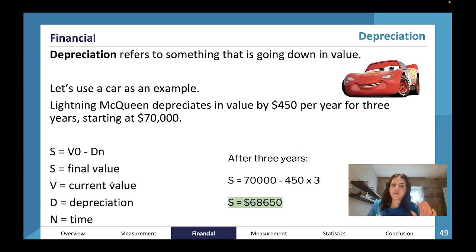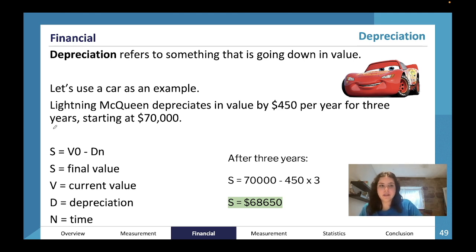Okay, so depreciation refers to something that is going down in value. I'm going to use Lightning McQueen here. Let's say he depreciates, this would never happen because Lightning McQueen would never depreciate, but let's say he depreciates in value by $450 per year for 3 years, starting at $70,000.